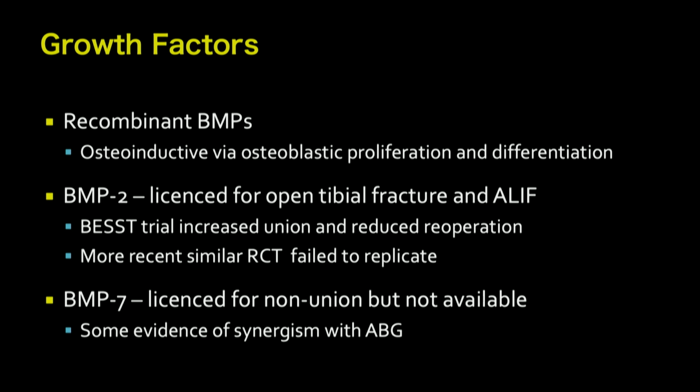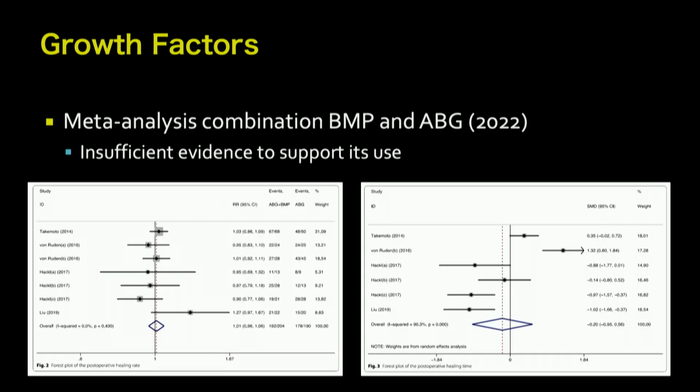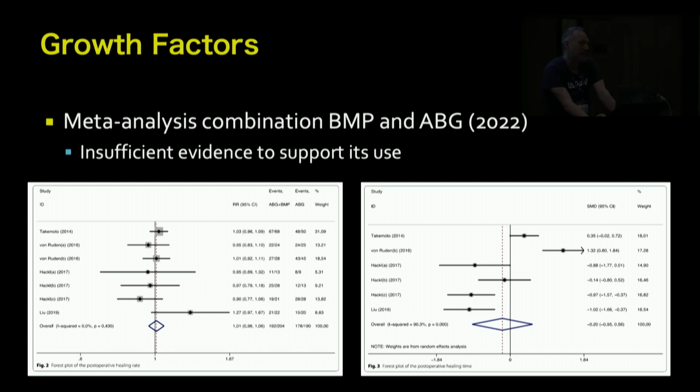BMP7 has gone at the moment due to manufacturing and commercial issues. There's probably not a lot to say about that clinically. They're expensive. They risk ectopic bone formation as well as the other things we've talked about. There's a meta-analysis of using BMP with autologous bone graft recently published, and they said there was no difference, and therefore they couldn't support its use in combination with bone graft.